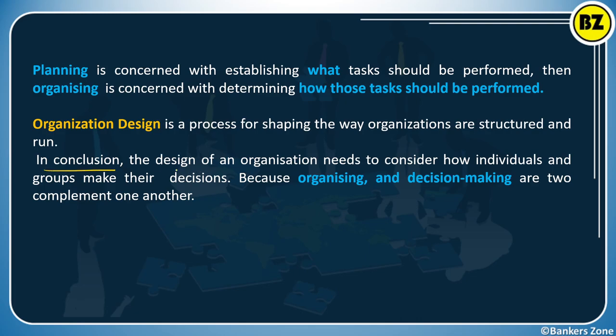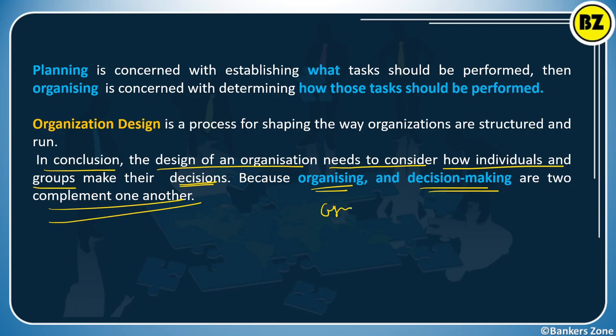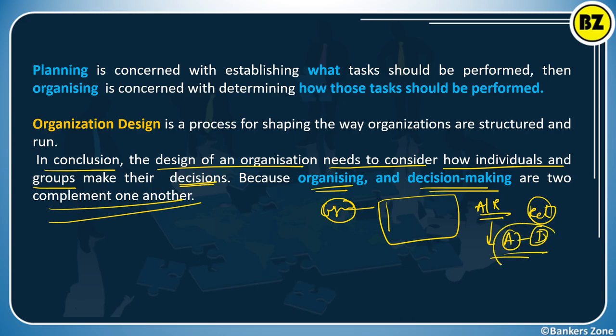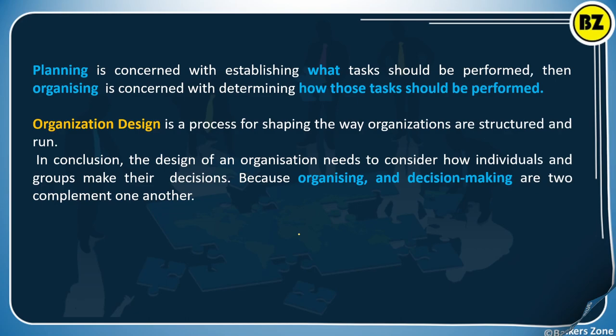Now, in conclusion, the design of an organization needs to consider how individuals and groups make their decisions, because organizing and decision making complement one another. So obviously, what is the purpose of organizing? Organizing means basically you are assigning some work to a particular employee, right? They are doing their work at the best level. Apart from that, there must be some authority, there must be some relationship, and once the authority comes with the responsibility, there must be a relationship among the different departments also. So the authority has to take the decision, right? If needed, the authority will take the decision at their level, right? So basically, organizing and decision making are two complementary things to each other, right? So basically this is organization design.